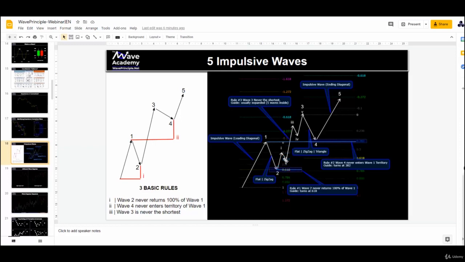The wave three can be extended, but that is just a guideline. It's not something that always happens. You can have another 1, 2, 3, 4, 5, and inside the end of 3 you can have an ending diagonal, and the end of 3 you can have another ending diagonal, but that is just a guideline. It may show up or it may not. And the same goes for the retracement level of wave 4.